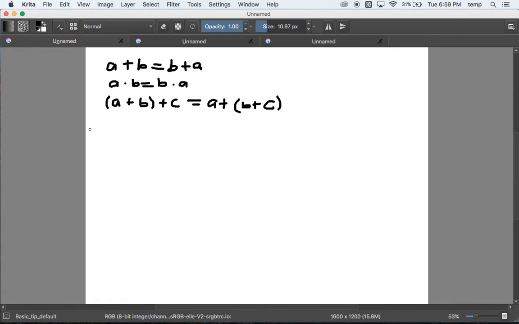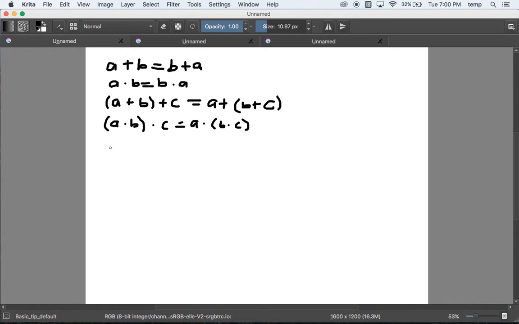The same property again goes with multiplication, the associative property of multiplication. This says if you have A times B, times C, this is going to be the same exact thing as doing A times B times C with the parentheses moved. So again, you can move the parentheses around a little bit when you're dealing with multiplication.